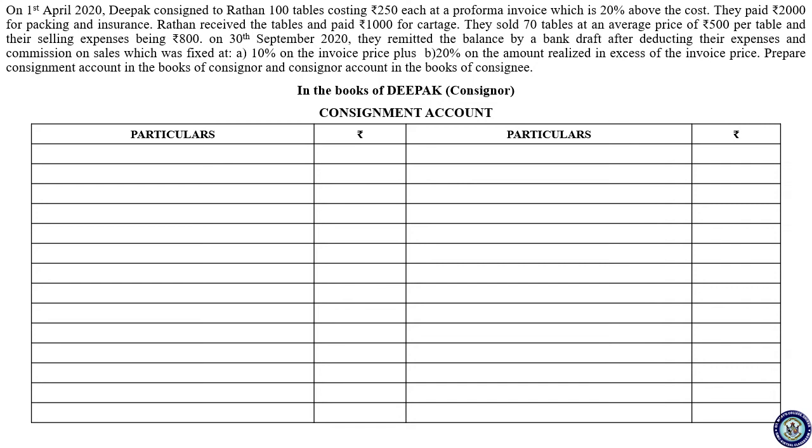So the first one: Deepak consigned to Ratan 100 tables, goods costing 250, at an invoice price 20% above. So it is to goods sent on consignment account. 100 is the units that are consigned. 300 is the invoice price.